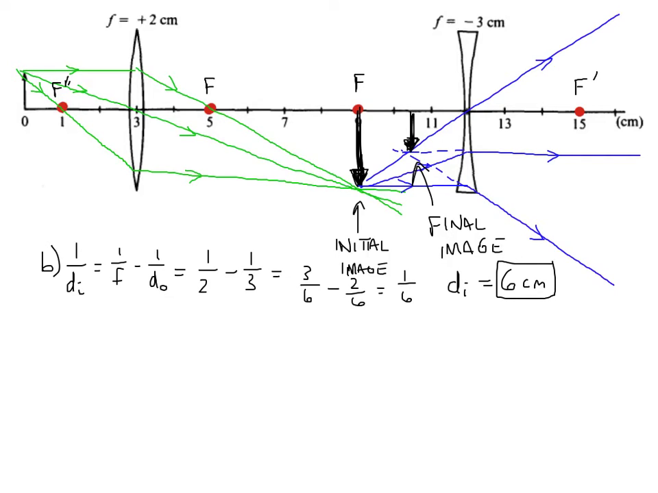Does that match what we had on the image? That means the image right here should have shown up 6 centimeters away from the lens. If the lens is at 3 and this is at 9, it looks like we had it in the exact location where it should be, at 6 centimeters. So we can mark this as the first image, or let's just call it the initial image.